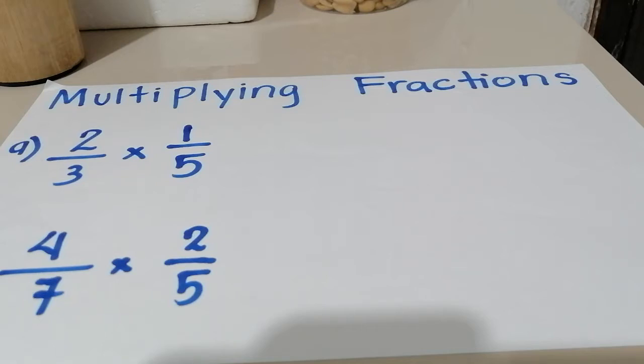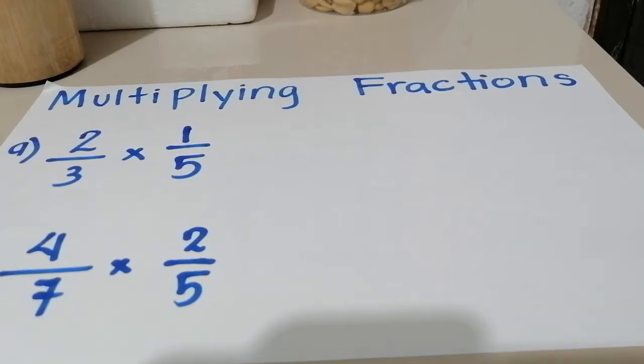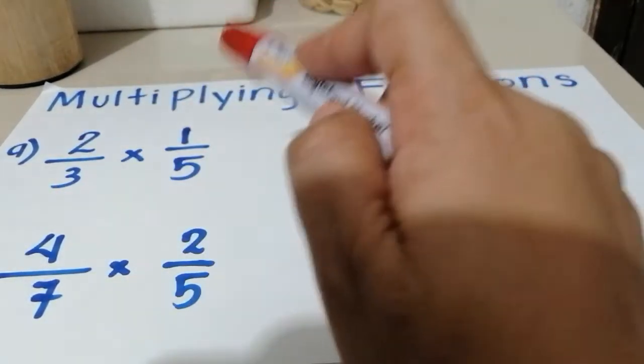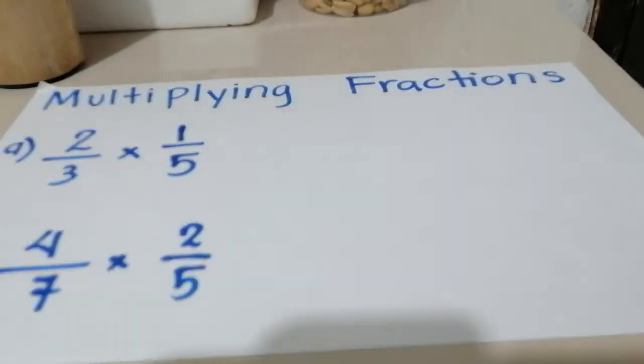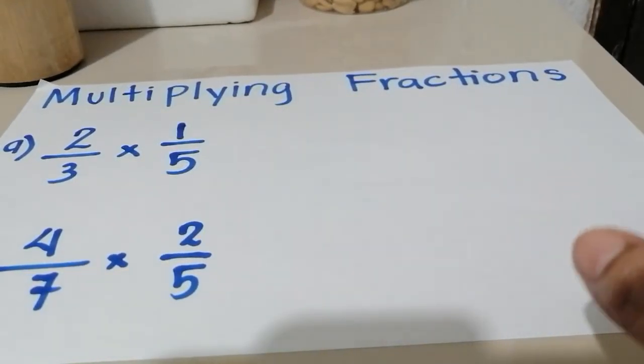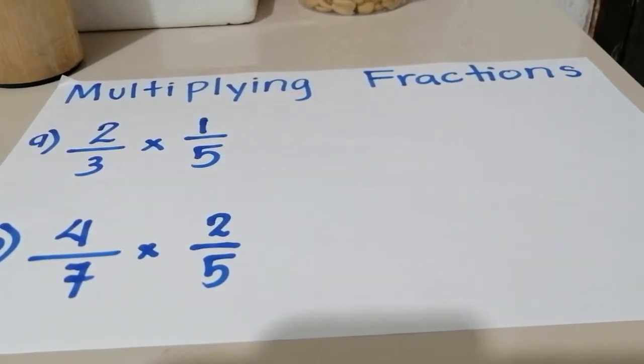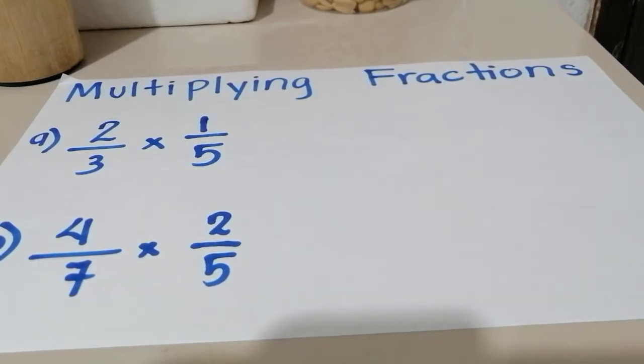Mas mabilis, kasi there are only two things that you need to do when we multiply fractions. All you need to do is multiply the numerator times the numerator, and then the denominator times the denominator. And then after, you just need to simplify the fraction if you can still simplify. If not, that's the answer already. You understand? So that's how we multiply fractions.